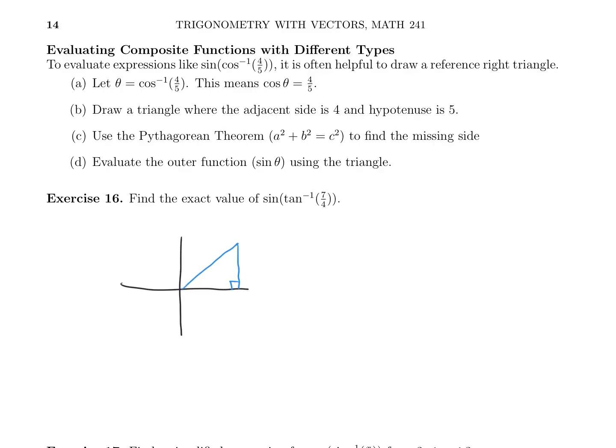So draw a right triangle. You can give the angle any name. I'm going to call it theta. So essentially what this becomes is sine theta, because theta, we're defining it to be tan inverse of 7/4. All right, so now let's label our triangle. Tangent is opposite over adjacent, so opposite is 7, adjacent is 4. Doing the Pythagorean theorem to get the hypotenuse will give you the square root of 65. You can go ahead and confirm that that is indeed what it should be.